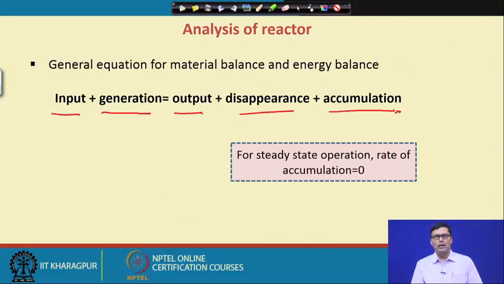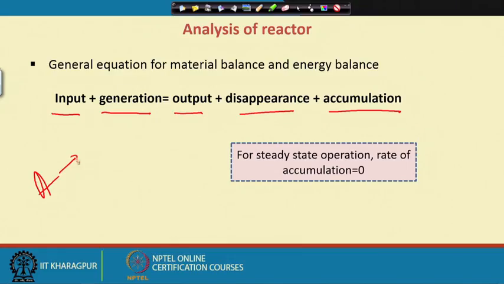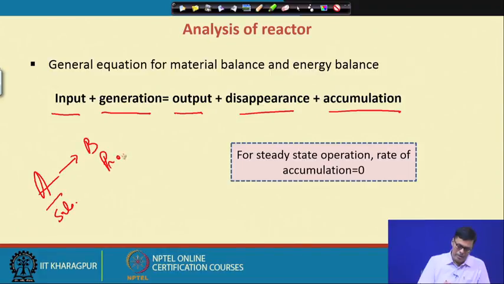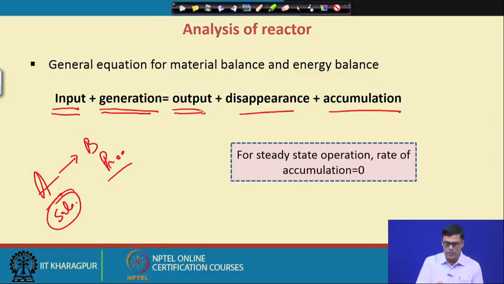We have input plus generation equal to output plus disappearance plus accumulation. Now when you do any kind of reactor analysis, we should always consider a particular component. For example, suppose I want to produce B from A, where A is the substrate and B is the product. If we want to do the analysis with respect to substrate, then rate of substrate input plus rate of substrate generation equals rate of substrate output plus rate of substrate disappearance plus rate of accumulation. This is the equation that we have.